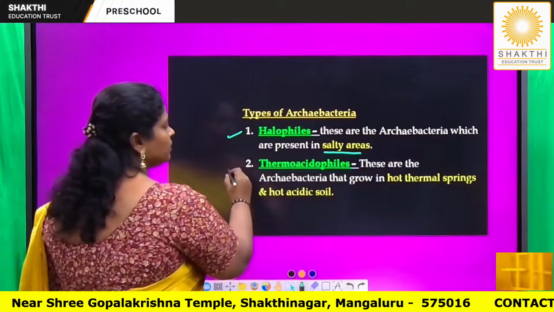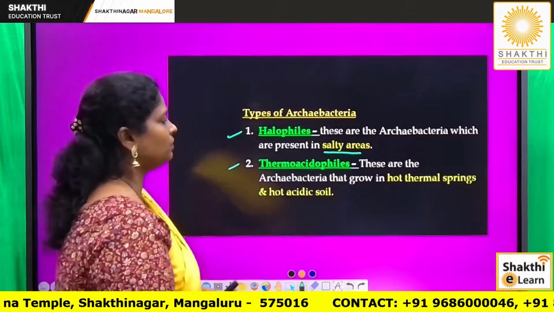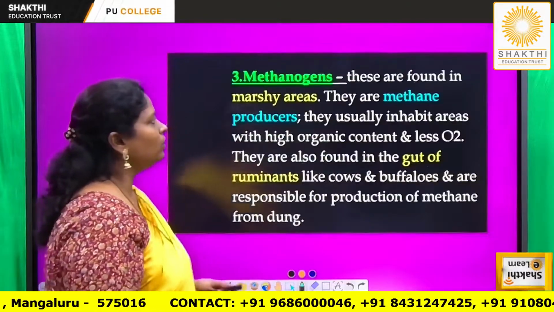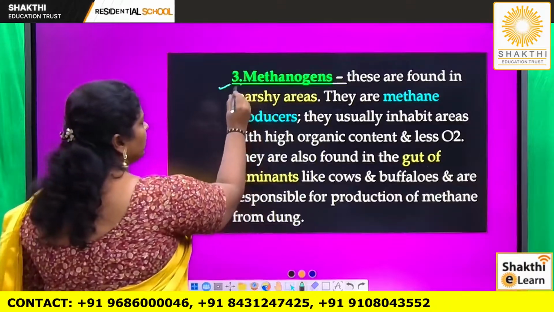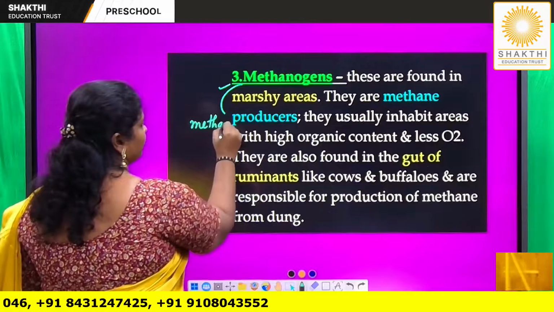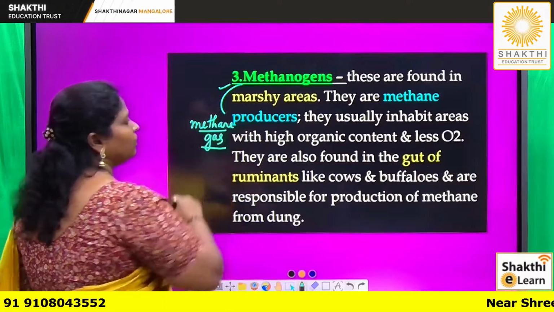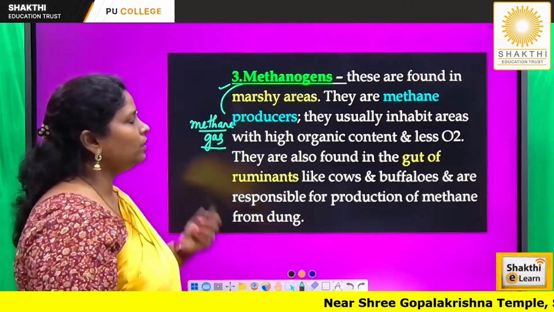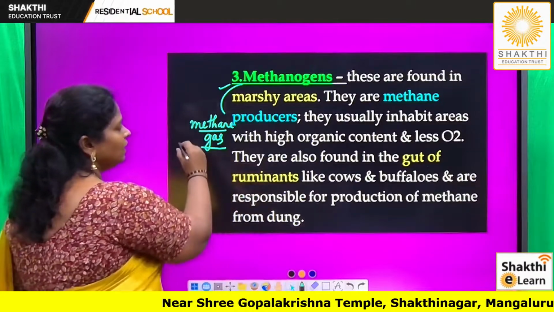There is a group which can tolerate high temperature as well as increased acidic conditions of the soil. This group is called thermoacidophiles. And one more group is called methanogens. Now why are they called methanogens? These are the bacteria which produce methane gas. These are mainly found in regions or in soil where there is high organic content, and during the process of decomposition or degradation, they synthesize methane gas.